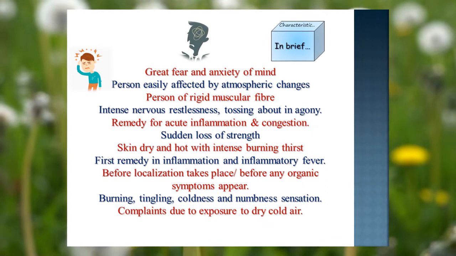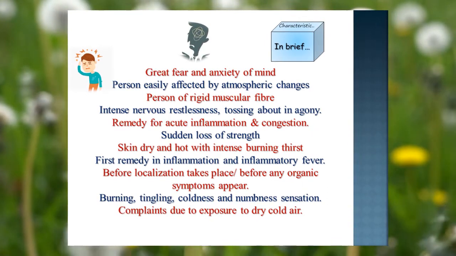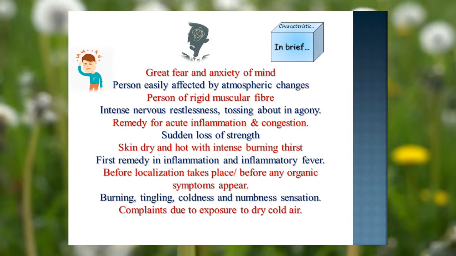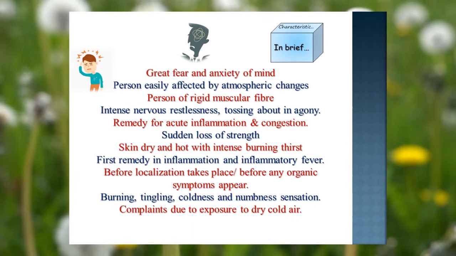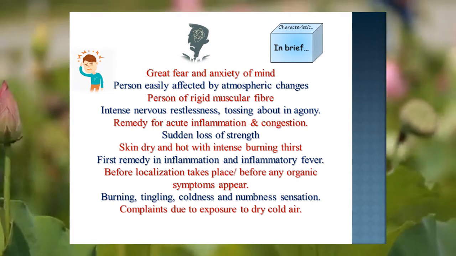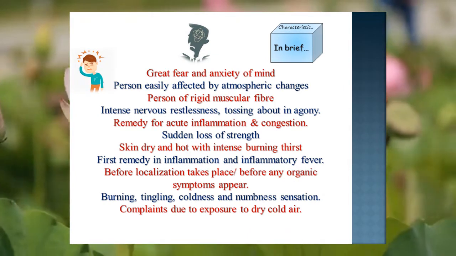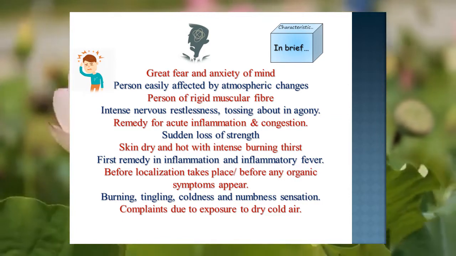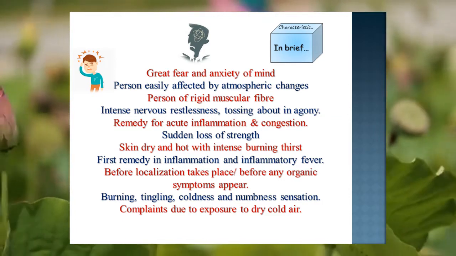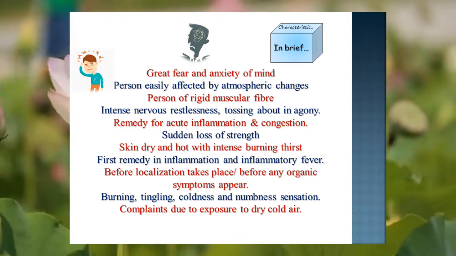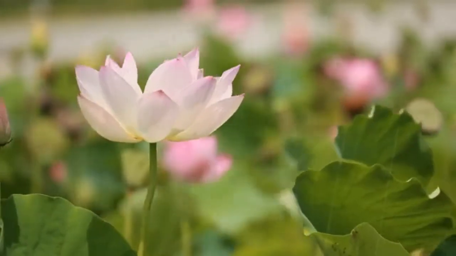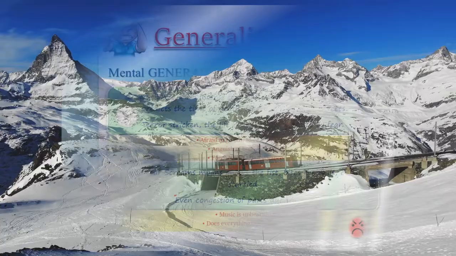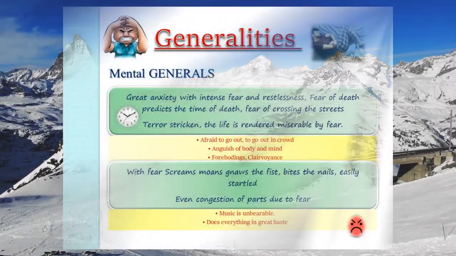Skin is dry and hot with an intense burning thirst, and it is the first remedy in inflammation and inflammatory fever before localization takes place, before any organic or pathological symptoms appear: burning, tingling, coldness, and numbness sensation due to weakness, and complaints due to exposure to dry, cold north or west wind. So, according to the LM, these are the basic characteristic symptoms in brief of Aconite. And now we will discuss in more detail the generalities, that is the mental generals.